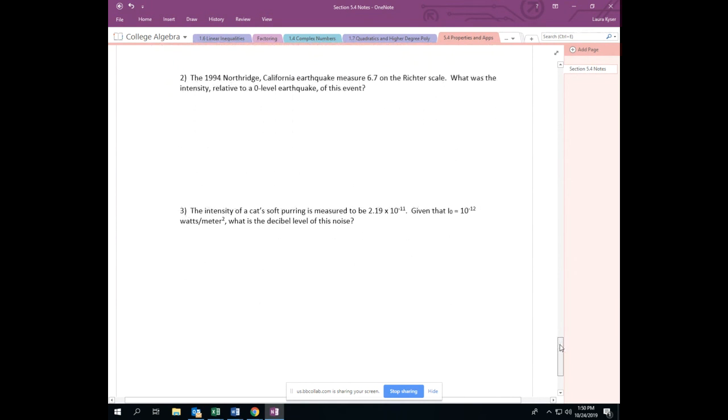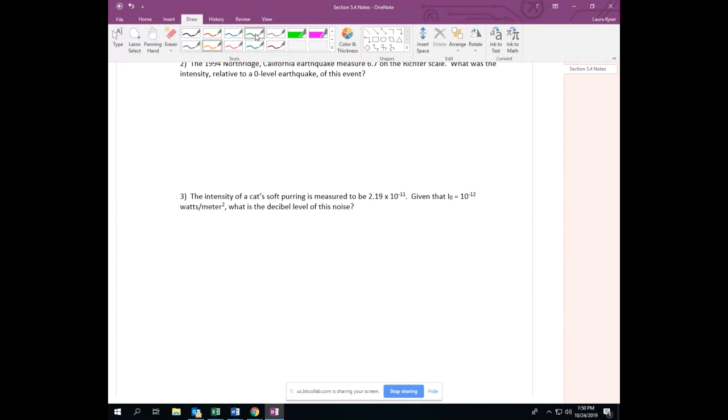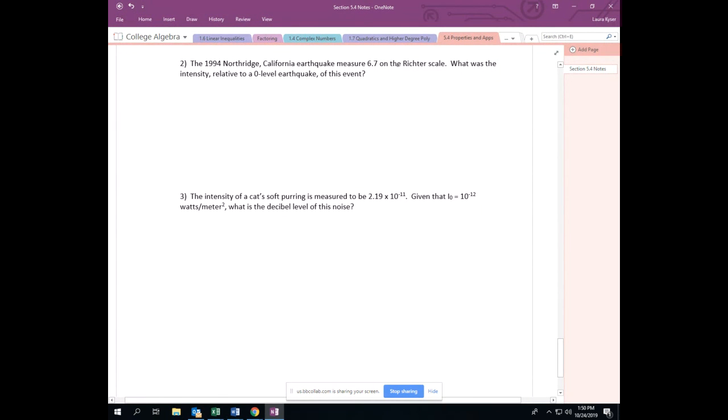These last two involve the other two formulas. Number 2 is the Richter scale. So it says the 1994 Northridge, California earthquake measured 6.7 on the Richter scale. That is the R value. That was what its measurement was. It's asking what is the intensity if you are relating this to a 0 level earthquake.